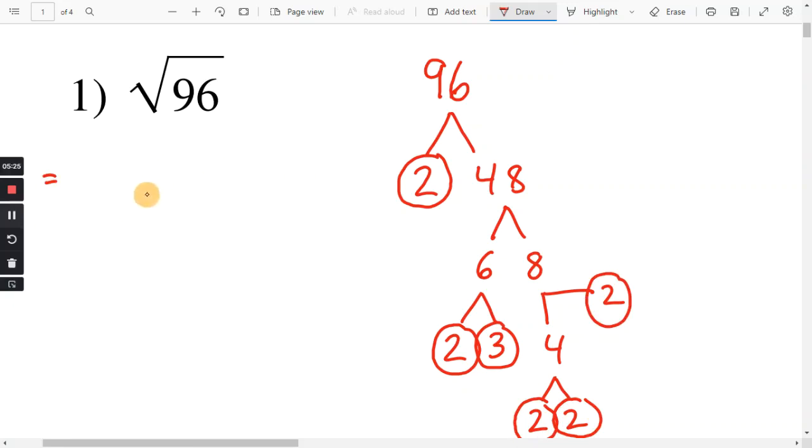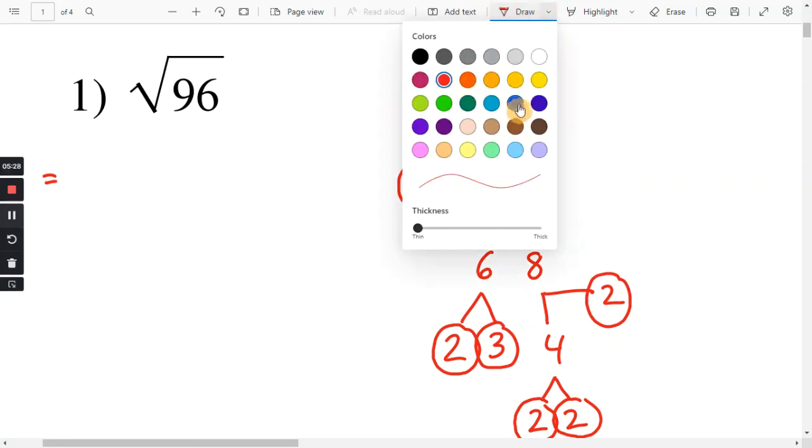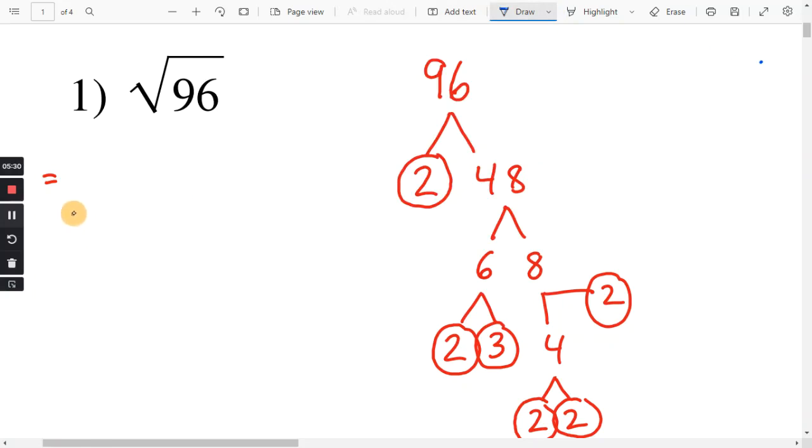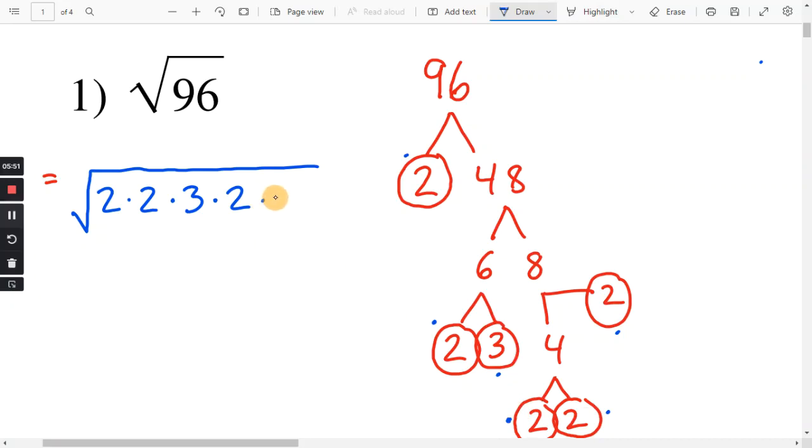So the square root of 96 is going to be the equivalent of these circled numbers multiplied. So we have a 2, we have a 2, a 3, a 2, 2, 3, 2, and then we have 2 times 2. So we got all of the numbers that we circled.